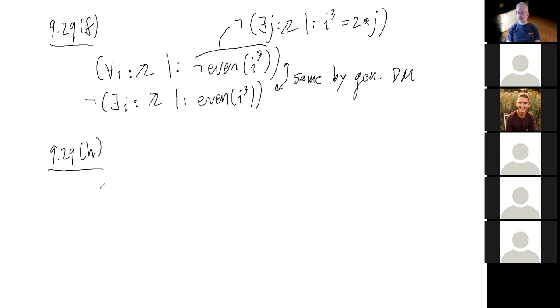And then 9.29h, for no integer i is f of i both greater than and less than i. So for no integer, I think there does not exist seems like a great idea. That's saying there is no integer that has whatever property we're after. And what property are we after? That f of i is greater than i and f of i is less than i. And that this part would just collapse to false. So you could actually prove that this is true. But that's not what the point of the exercise is.